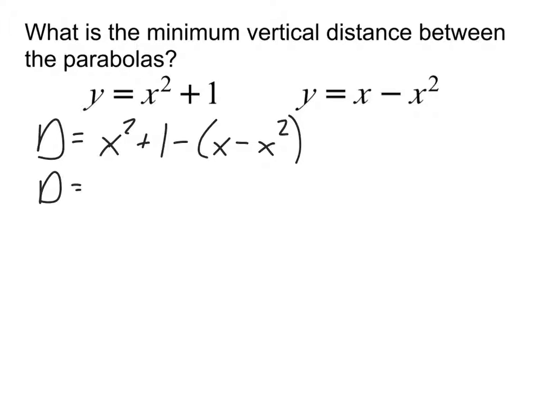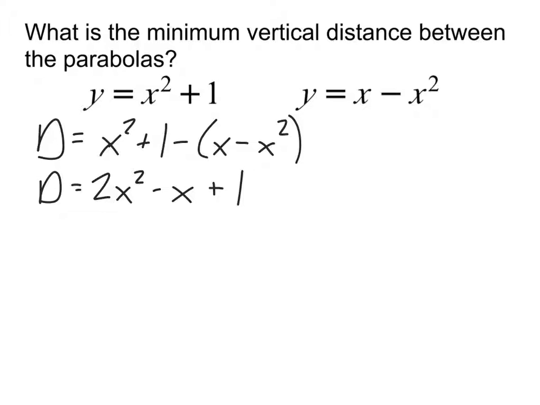So I end up doing x squared minus a negative x squared, so that's going to be the same as x squared plus x squared, so that's going to give me 2x squared there, minus x plus 1. I do like to keep it in standard form, it just makes my life a little bit easier. So I'm going to be looking for the minimum of that. If I want to find out what the minimum of that distance function is, because remember this function does represent the vertical distance between the two functions.